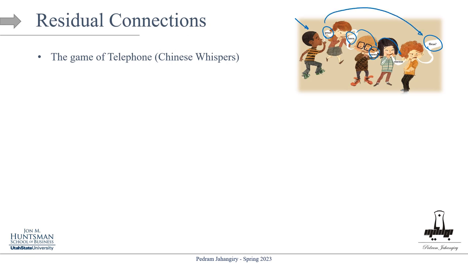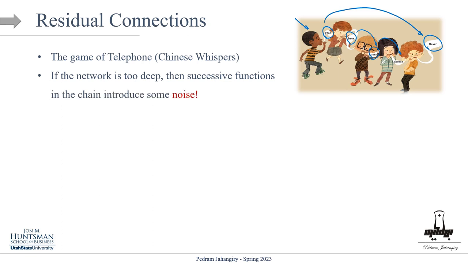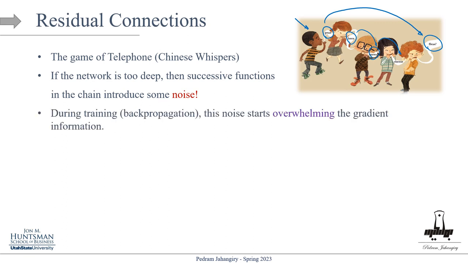but the original word was peas. So the idea is that when the network is too deep, like in this example where we have multiple people, then successive functions in the chain introduce some noise. This is inevitable. When we design a very deep neural network, it is inevitable that at some point the noise is going to make some trouble.